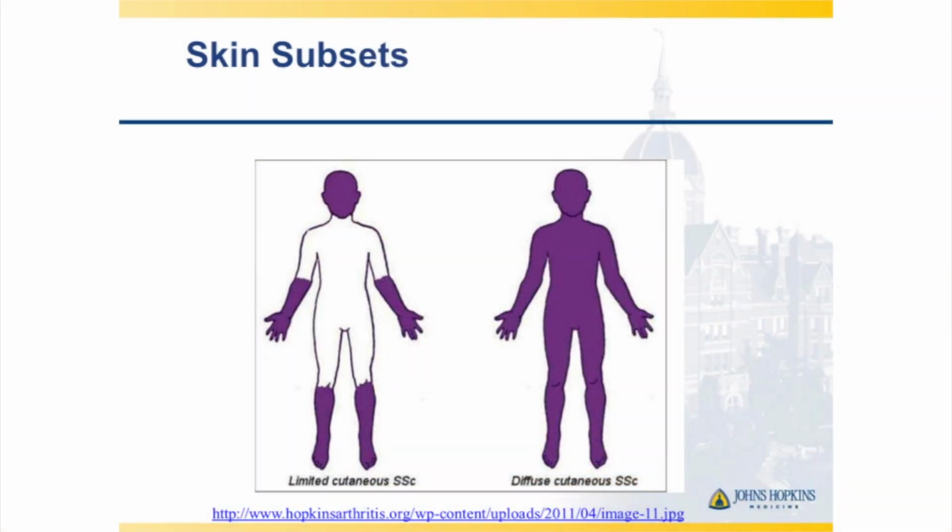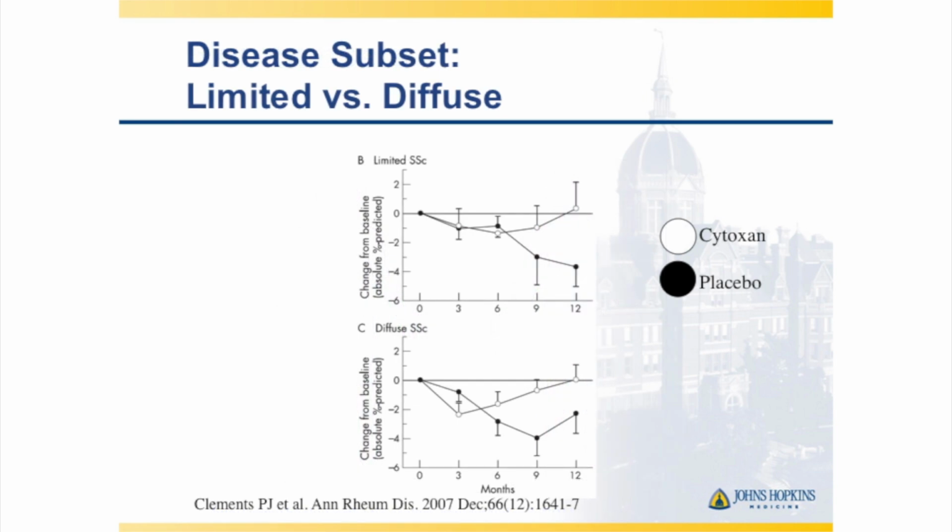So we're going to go back to this picture again. What does this tell us? If you have diffuse skin disease, what does this tell us about your risk for lung fibrosis? And actually, this is not so great. On average, we think the risk of progression is a little bit higher, but this is not so great. This is data from the Scleroderma Lung Study 1, which looked at Cytoxan versus placebo and showed that Cytoxan had some benefit for treatment of lung disease at 12 months.